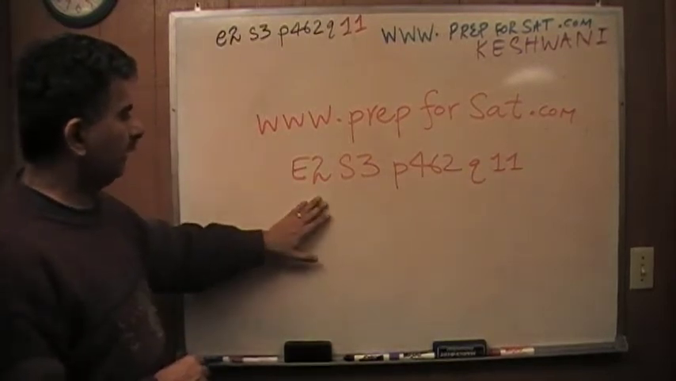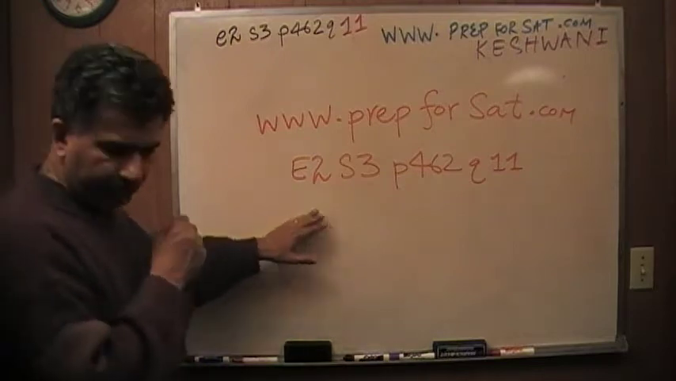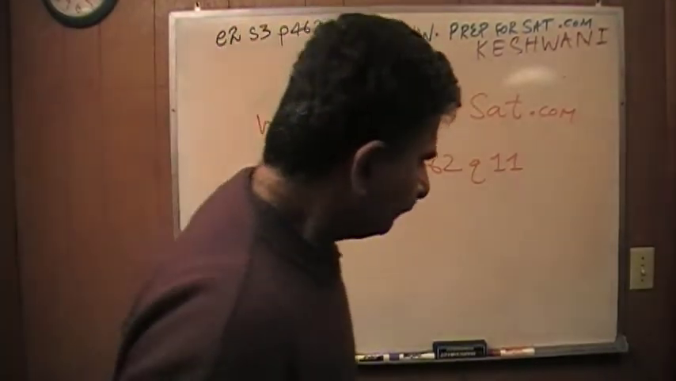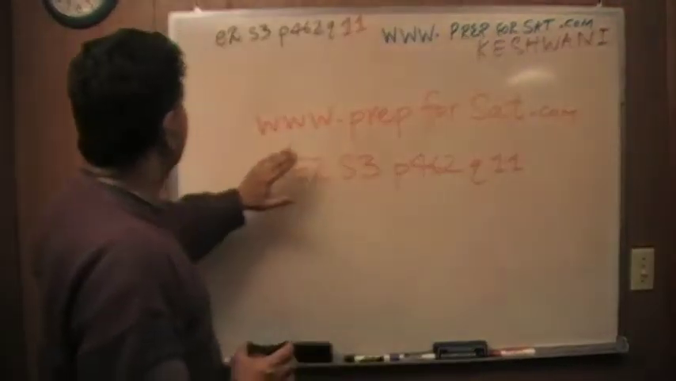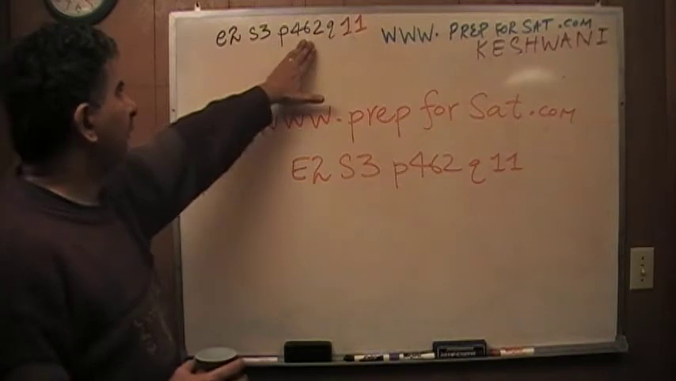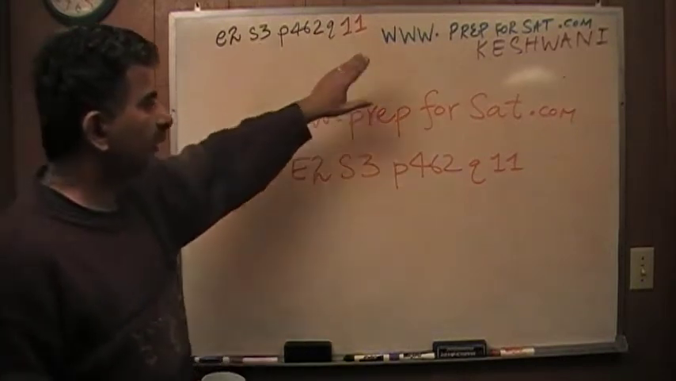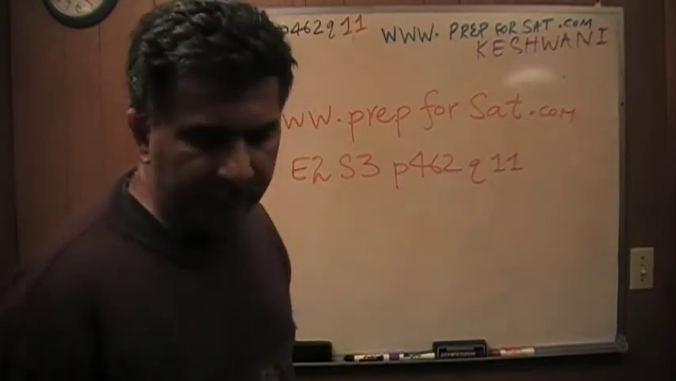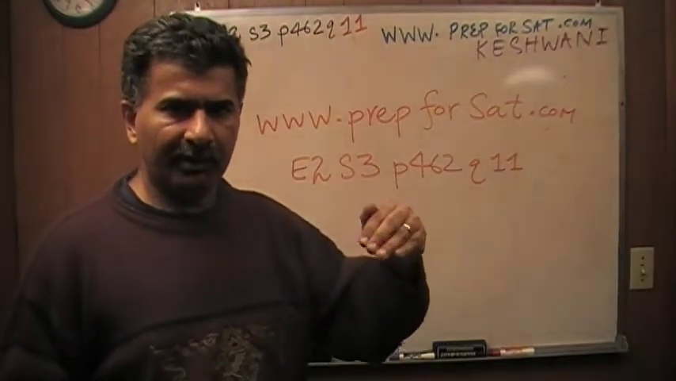The problem that I'm about to do is on page number 462, exam number 2, section number 3, page 462, question 11. What you will find is that I start from question number 20, which is the most difficult problem in the section, and I've been working backwards.